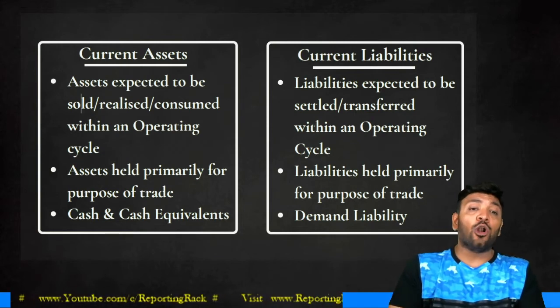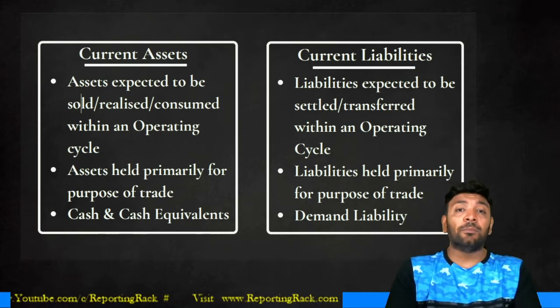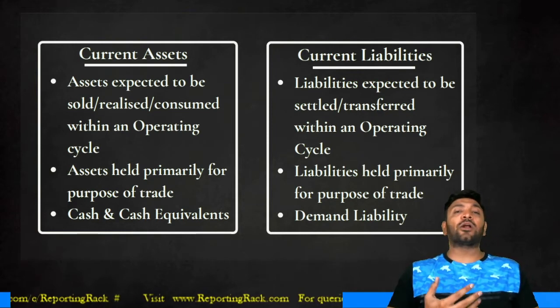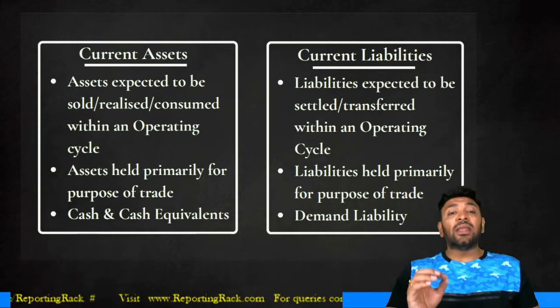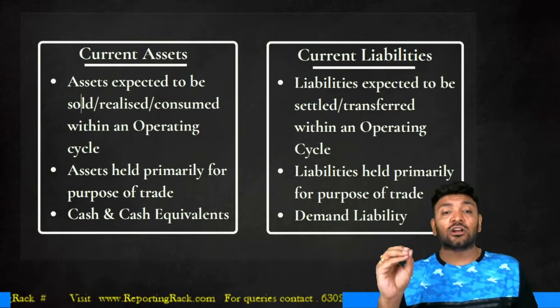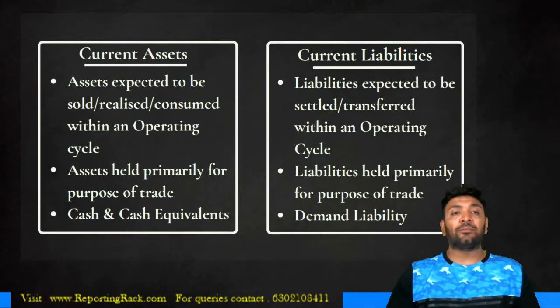An asset which can be sold is inventory. An asset which can be realized is your debtors or bills receivable or advances. Assets which are consumed in the process are raw material. Any such asset, if it is expected to be sold or realized or consumed within an operating cycle, will be considered as a current asset.